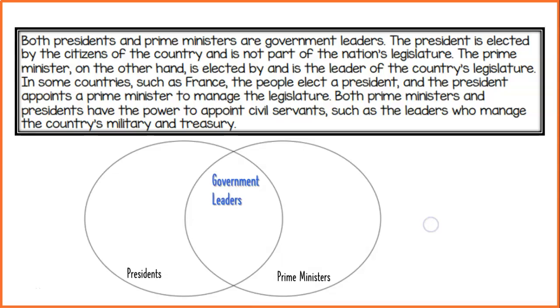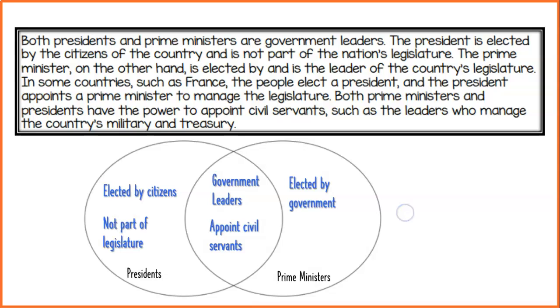How are they the same or different? Well, they're the same because they're both government leaders, and they can both appoint civil servants. So they can appoint people to certain jobs in the government. But there's a lot of differences between them too. Prime ministers are elected by the government. Presidents are elected by the citizens.